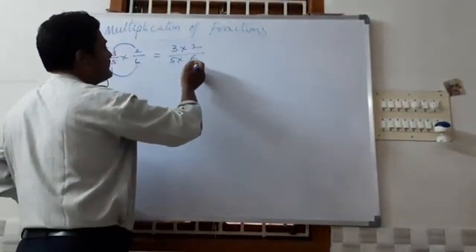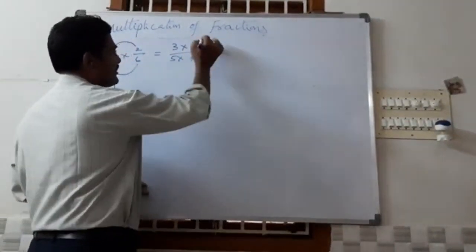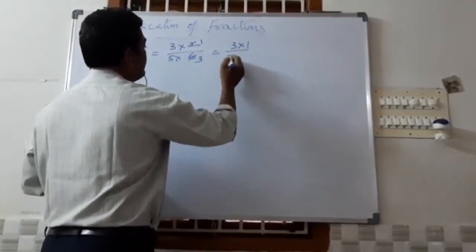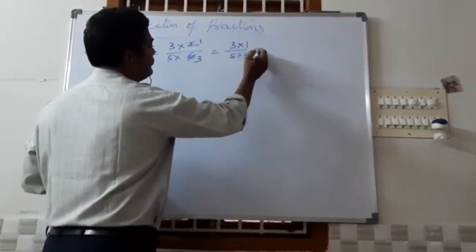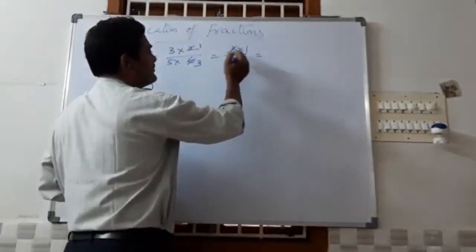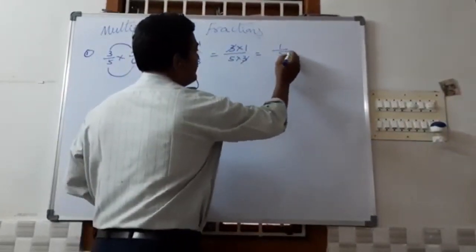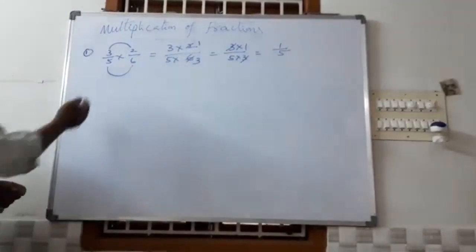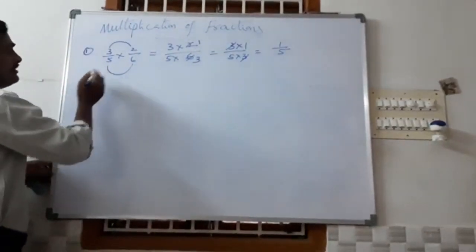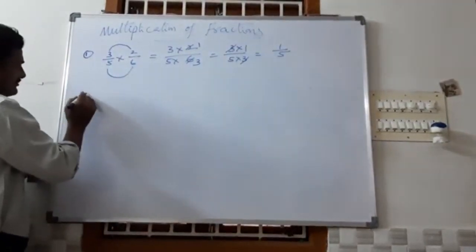Now if there are any cancellations, we can cancel. 2 ones are 2, 2 threes are 6. Then the numbers are 3 into 1 by 5 into 3. Again we cancel: numerator 3 and denominator 3 cancel. The remaining number is 1 by 5. In this way we can use another method to find the simplest form of the multiplication of fractions.